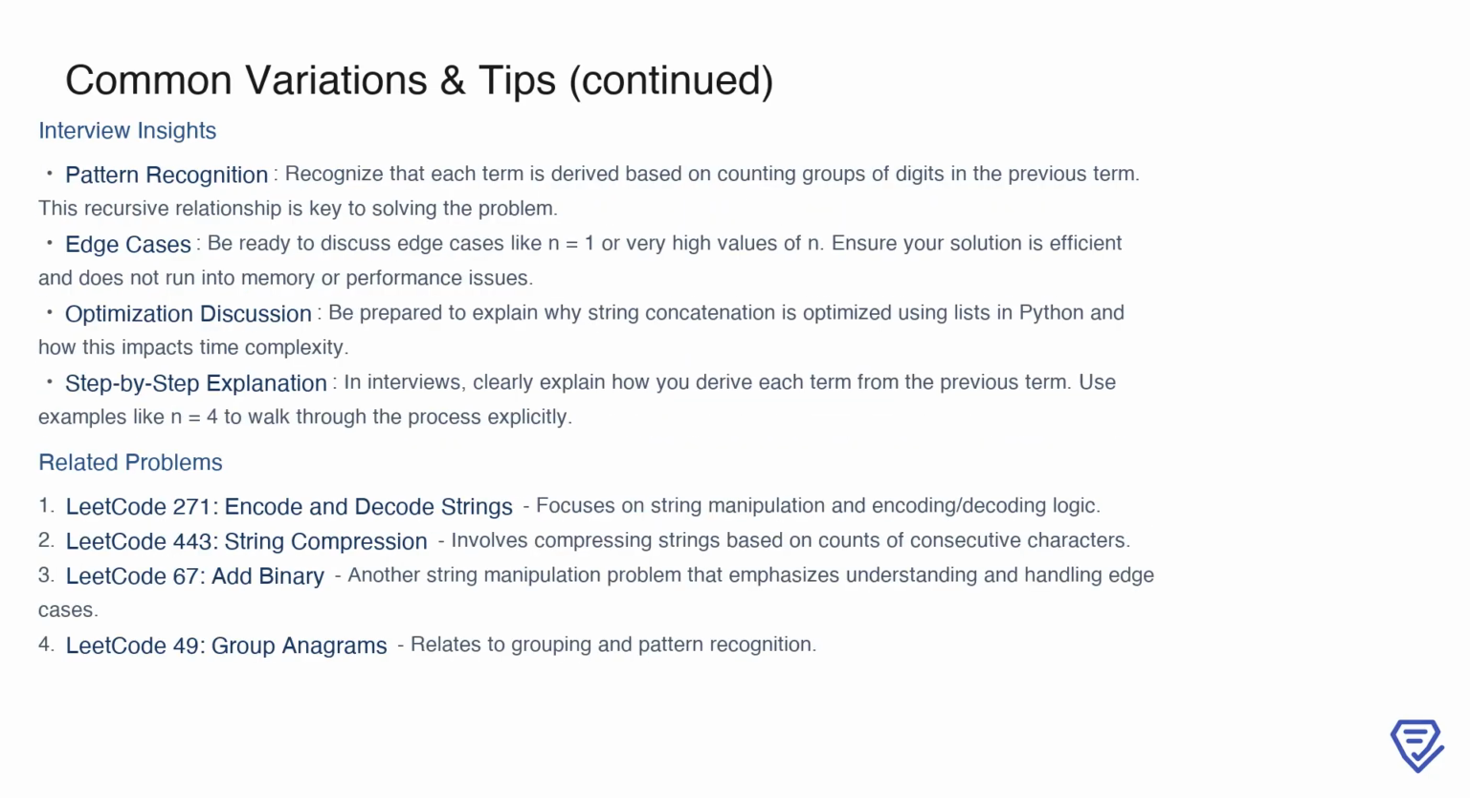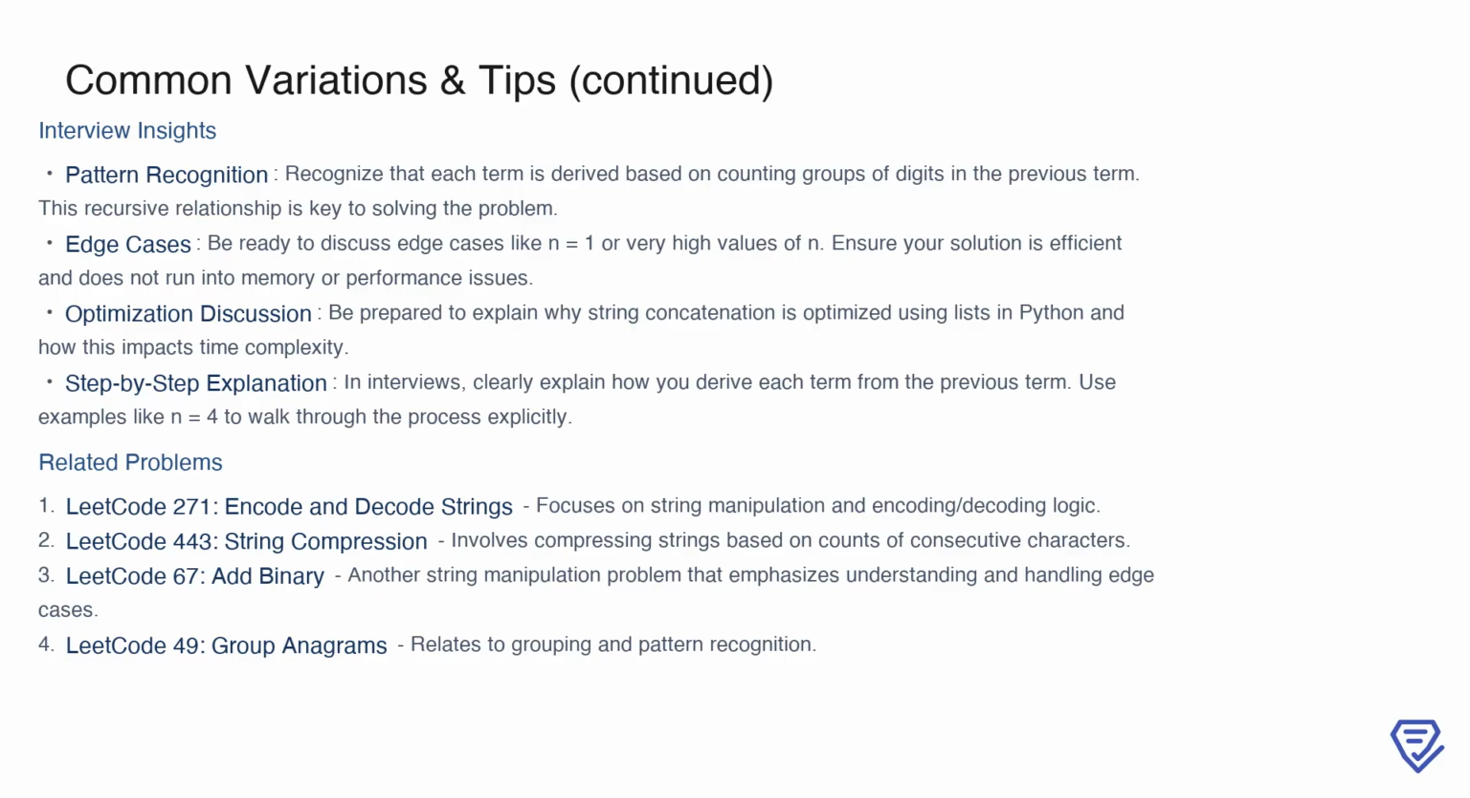Now, let's focus on what you need to keep in mind for interviews. The first important aspect is recognizing the recursive relationship in the problem. Each term is derived by counting groups of digits in the previous term, so understanding this pattern is key. You should also consider edge cases, such as when n equals 1 or when n is very large. For high values of n, your solution needs to remain efficient and avoid memory or performance bottlenecks.